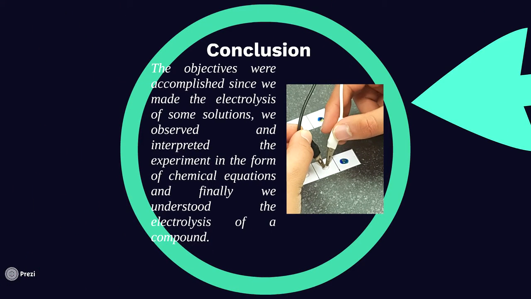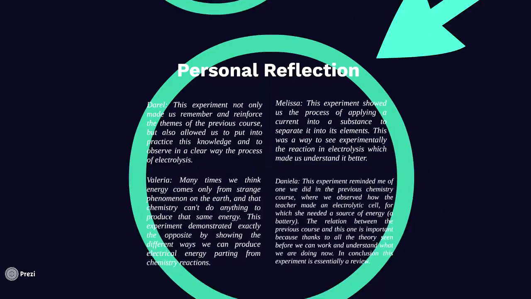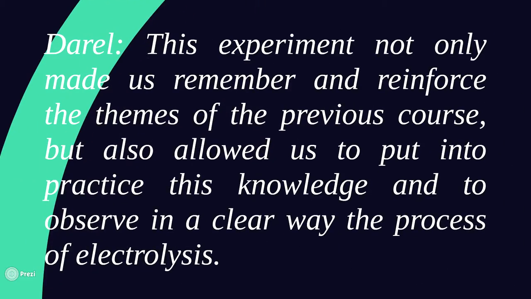Conclusion. The objectives were accomplished since we made the electrolysis of some solutions, we observed and interpreted the experiment in the form of chemical equations, and finally we understood the electrolysis of a compound. This experiment not only made us remember and reinforce the themes of the previous course, but also allowed us to put into practice this knowledge and to observe in a clear way the process of electrolysis.